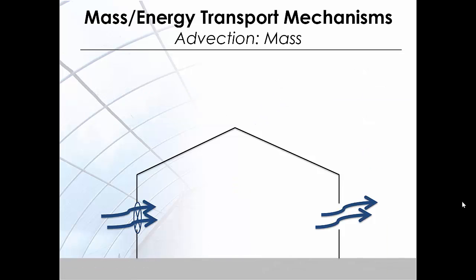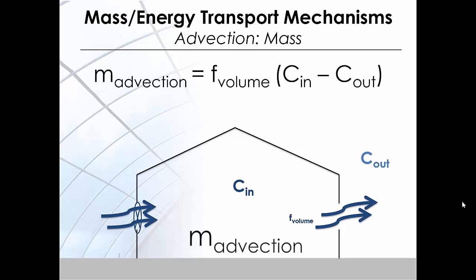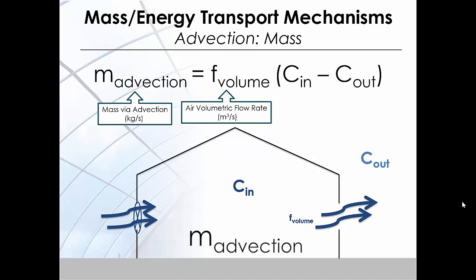For the mass flux by the ventilation process, the same kind of relation can be set up. Here, for the mass flux due to ventilation, we can use this equation. M advection equals F volume times the concentration difference. In this equation, M advection is the mass by advection, F volume is the air volumetric flow rate, and C in minus C out is the concentration difference between inside and outside of the greenhouse. Here you can consider C in and C out as the inside and outside concentrations of the water vapor or carbon dioxide.